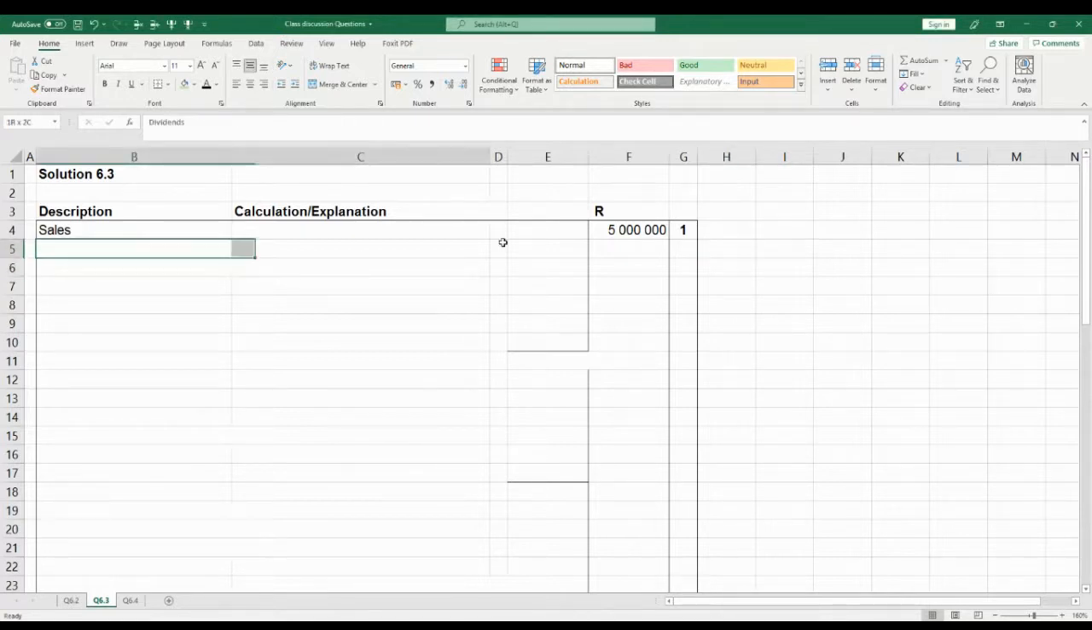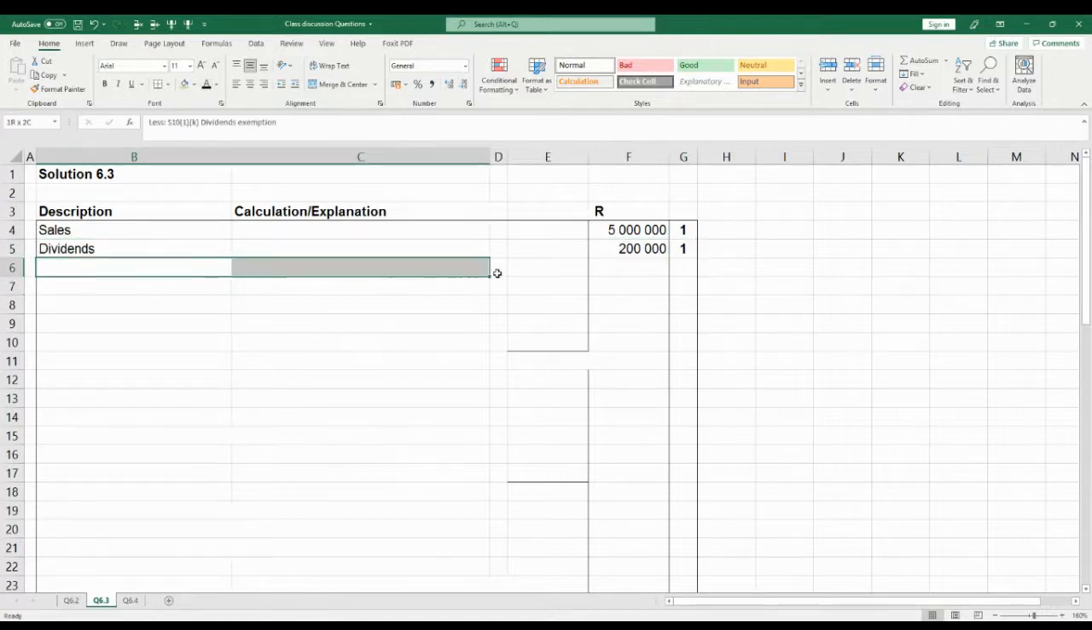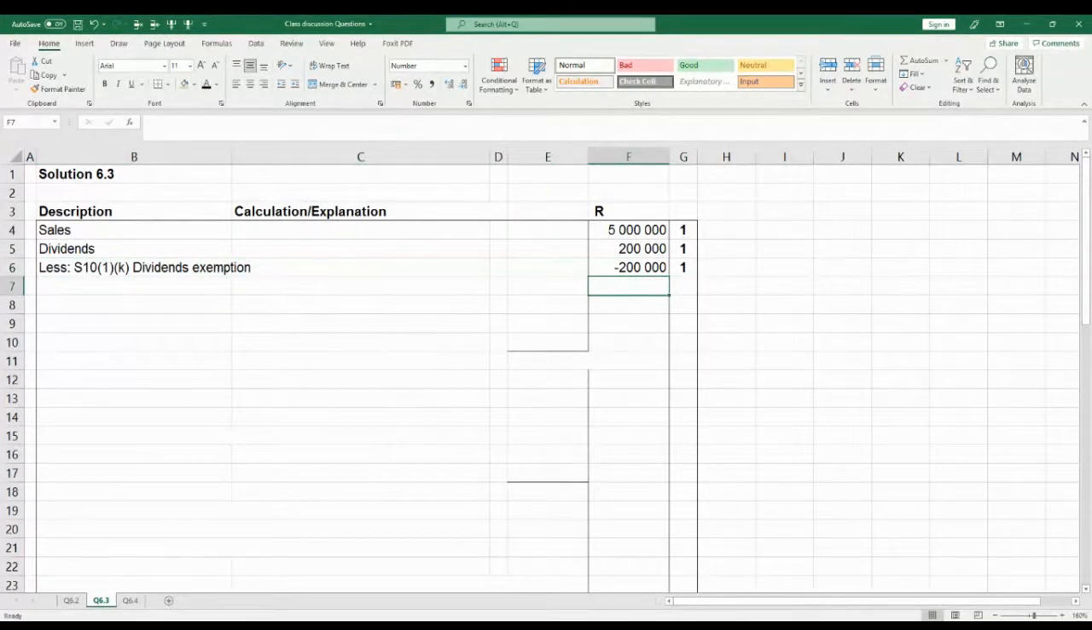Then for point 2, we said you include the dividends. So you see here, I've included the 200,000, but because dividends are also exempt, I then deducted. So that's what I mean with you included as well as excluded. You show both the in and the out for me to make sure you get those 2 marks. Okay, that is very important for your test or for your exam that you are going to write in December.